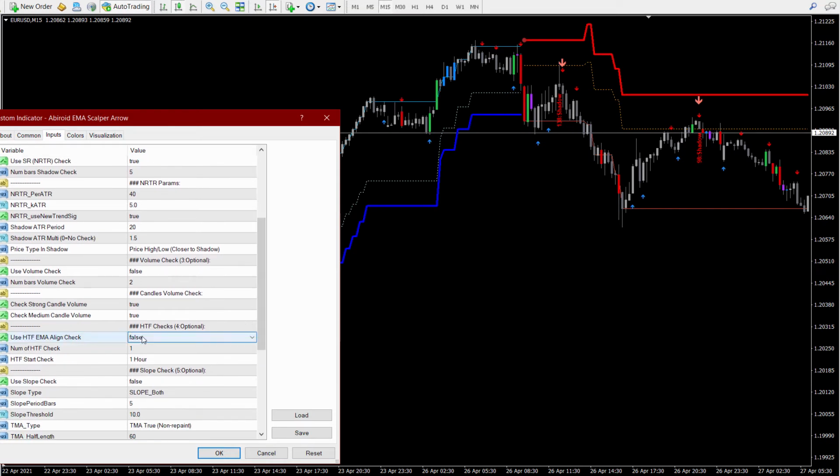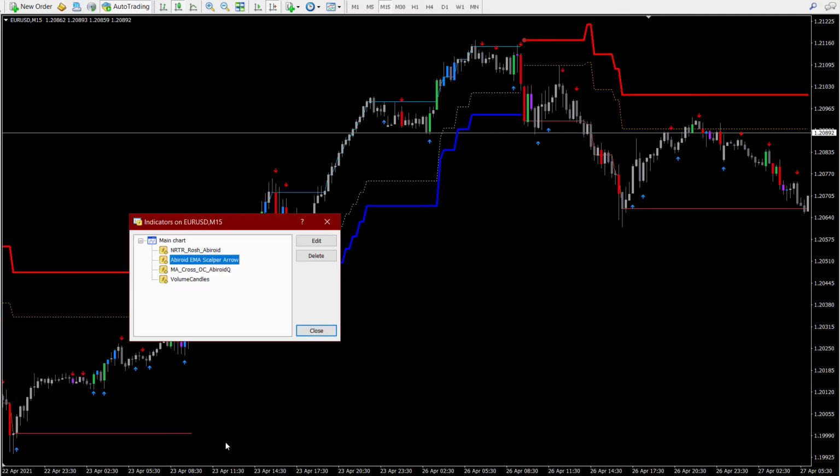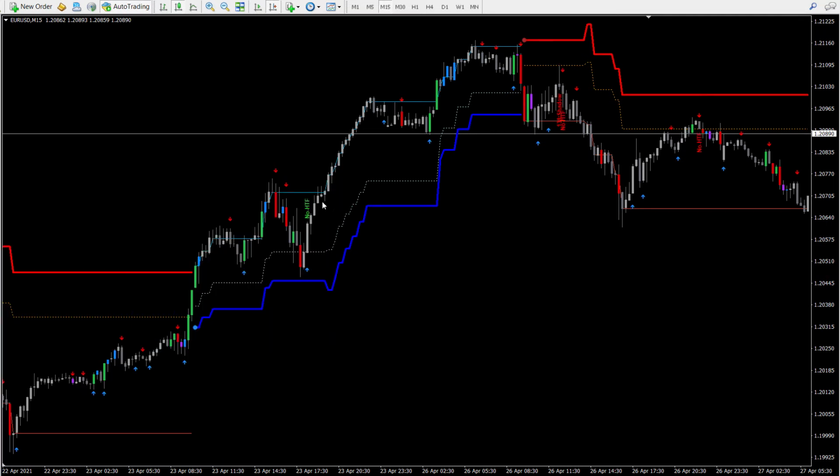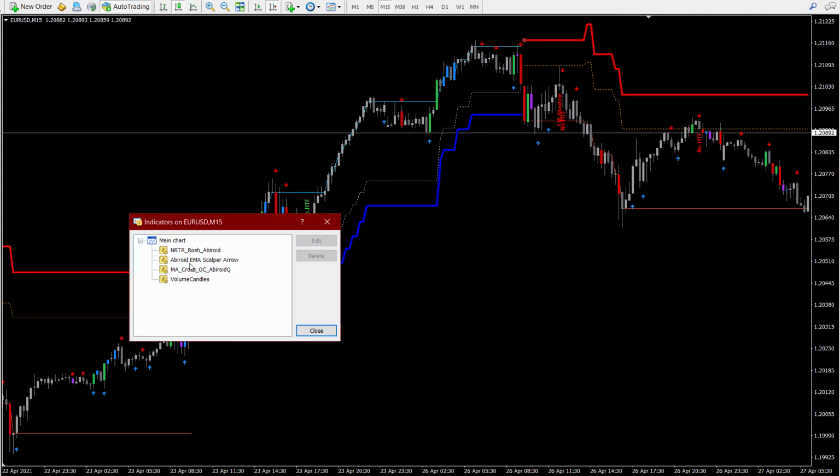Right here, if I set this to true, I can set the number of HTFs to check. Suppose I set it to 2 time frames and the starting time frame is 1 hour, then it will check the H1 and the H4 for the MA trend. In case the trend isn't there, then you get this debug message, no HTF. And you can set all of these debug messages on and off right here.